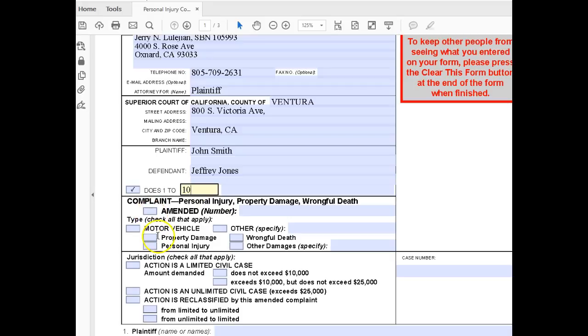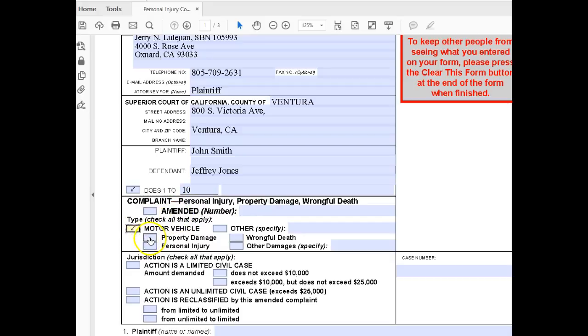Then it asks you what kind of complaint it is. First, it's not an amended complaint, meaning if it was an amended complaint, we would have already had a complaint on file, and we're going to amend it. And so here you put in the number from that complaint. This is not an amended complaint. This is a first complaint. So it's the type. It's a motor vehicle.